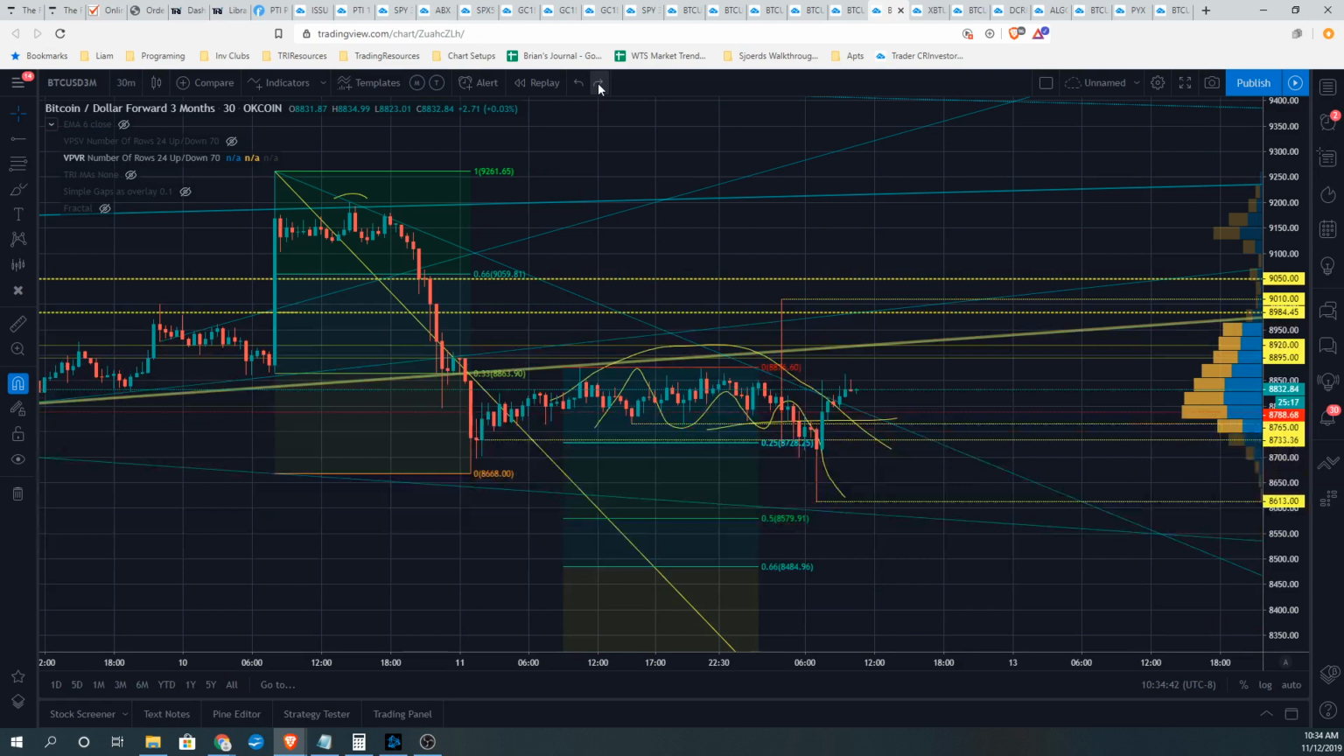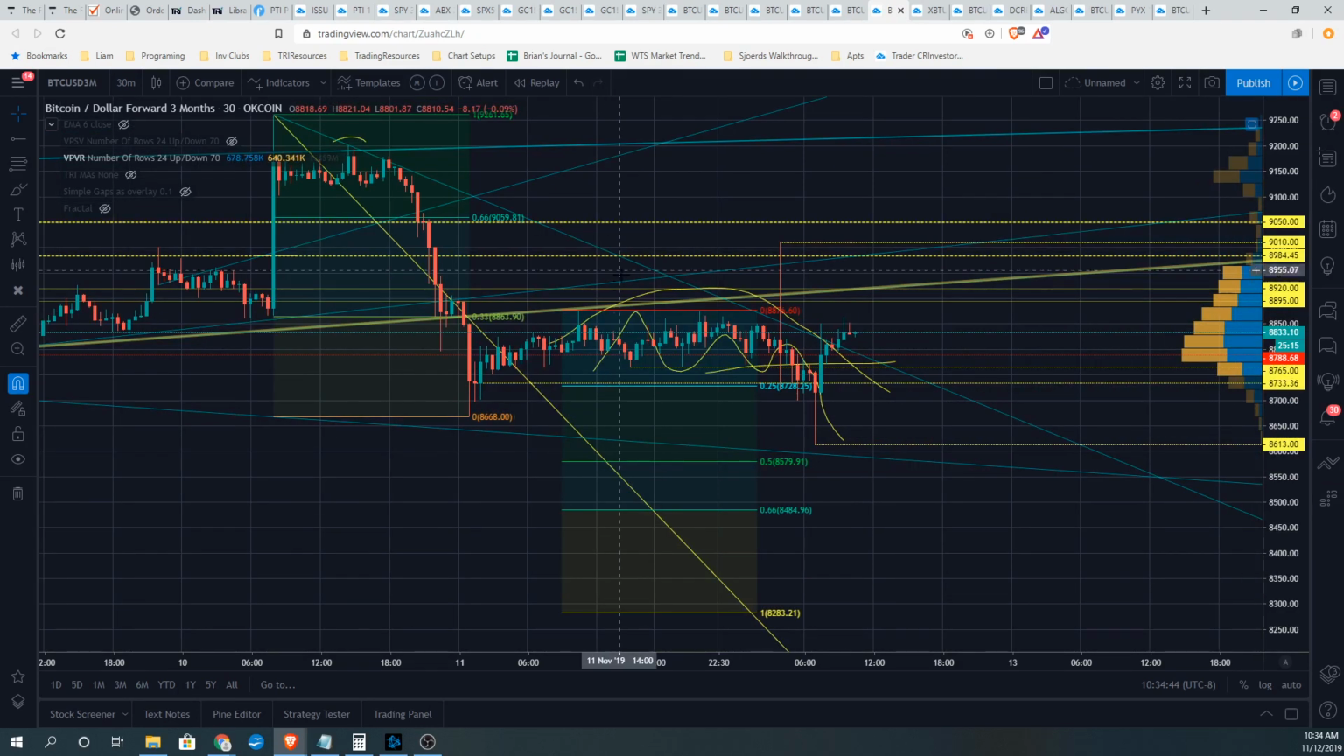Everything's set up nice and politely here. One high, two highs, three highs, and then all of a sudden this candle, look at this crazy run up here. Right? And as I said, some people on the site were saying that they bought this breakout and then bang, they got hammered.